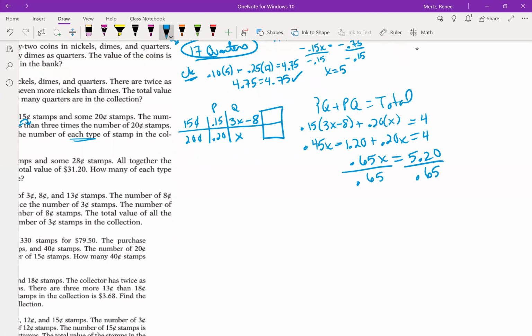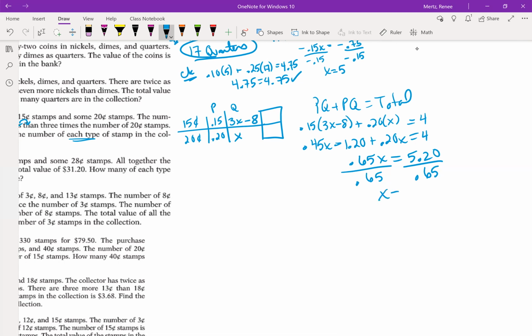So 5.2 divided by 0.65. This time I'm going to bust out the calculator so I don't screw it up, make sure it really works. 5.2 divided by 0.65 is 8, so that's good. So we have 8 20-cent stamps. 3 times 8 is 24, minus 8 is 16. So quick check. 16 times 0.15, plus 8 times 0.20 should equal 4. So 16 times 15.